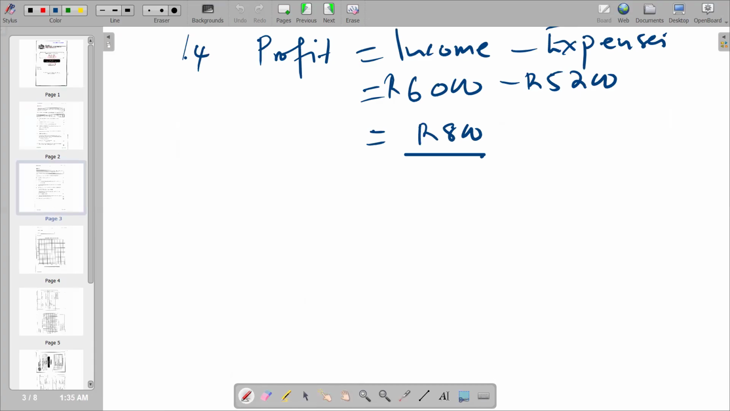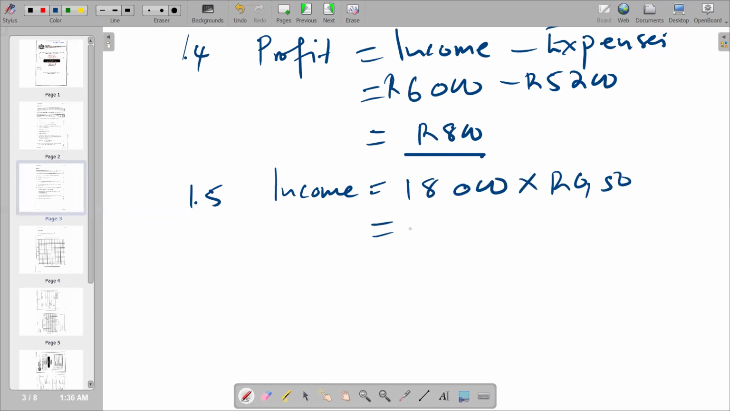So this is now 1.5, whereby we are saying income, we've got 18,000 copies, then we multiply by 50 cents. So by multiplying, you see that the answer that we are going to get is 9,000 rands. So basically, that's what we have. So having done that now, we see that we have our 9,000. We can now try to calculate in terms of the discount.